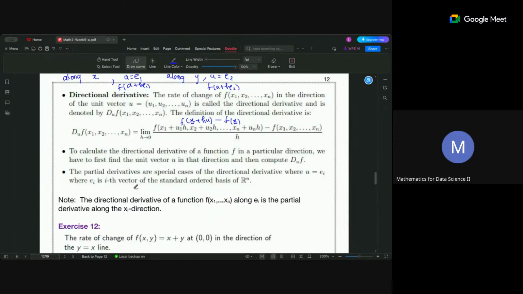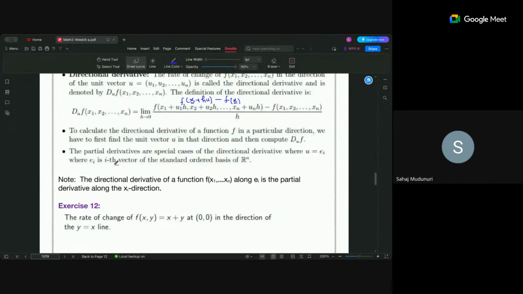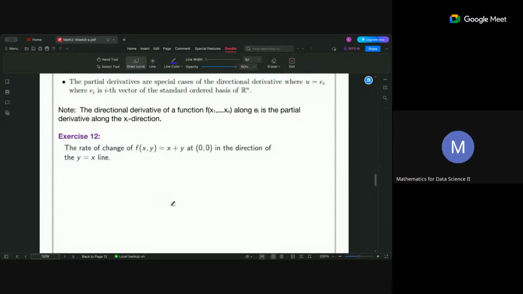Ma'am, just one small confirmation. Whatever we're studying till now is all only for scalar multivariable functions, right? Yes. Scalar valued function is what mainly we are seeing. Only one topic, I guess in the next session, we will look at vector valued. Otherwise, everything else is only for scalar valued.